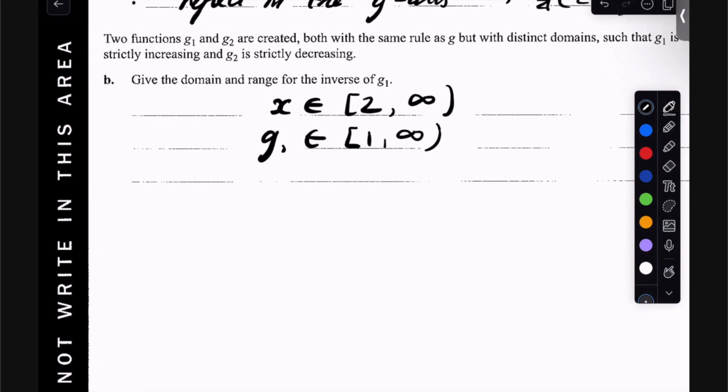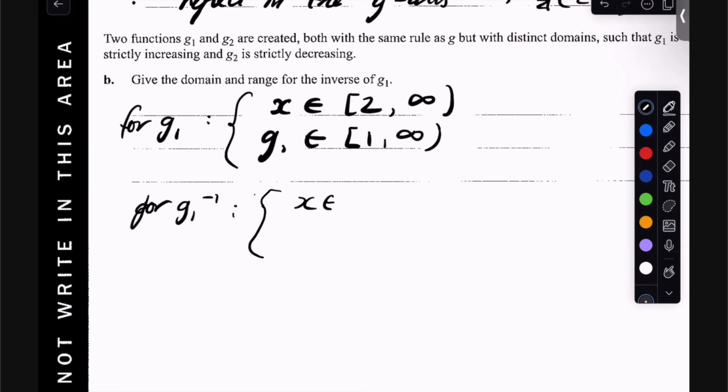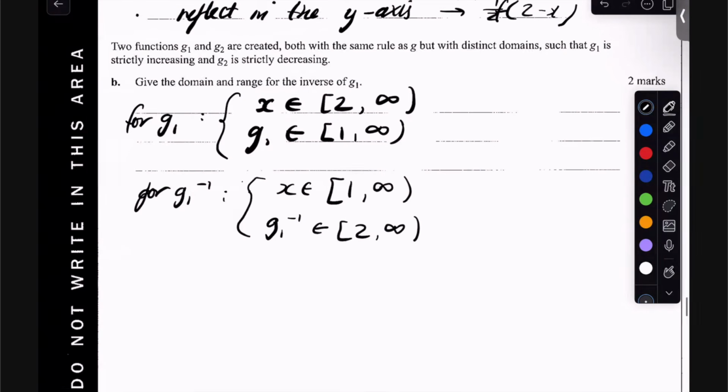The inverse of g1. So this just needs to swap. So I'll just write for g1 inverse, x is an element of, it's going to be the opposite, so 1 to infinity, and then g1 inverse is an element of 2 to infinity. Okay.